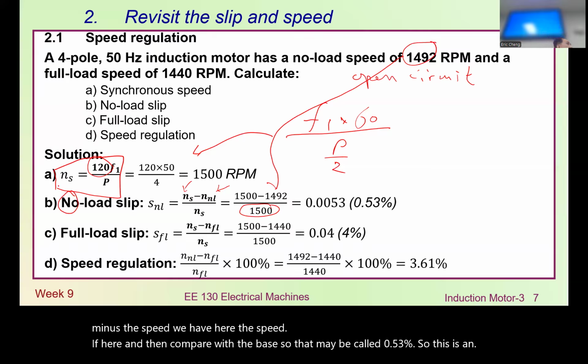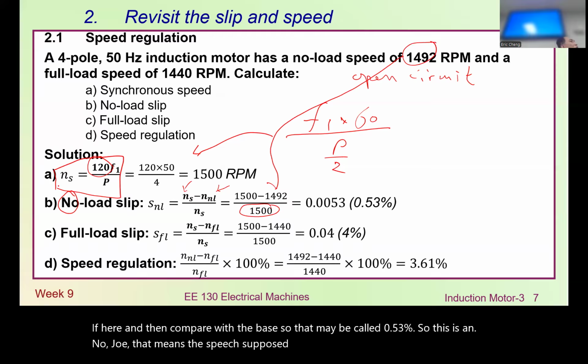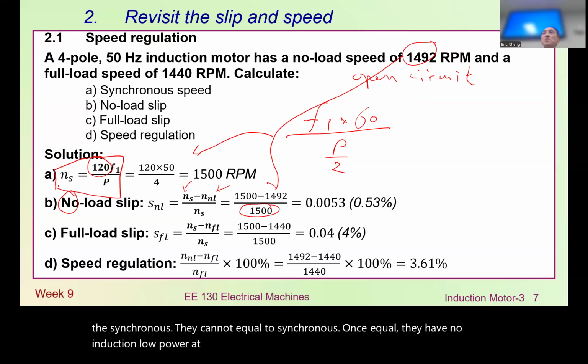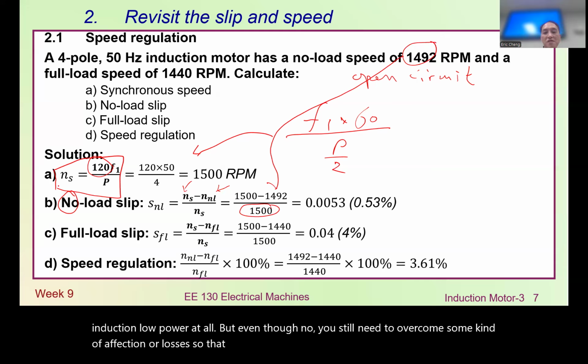So that means the speed is really high, really close to the synchronous speed. They cannot be equal to synchronous. Once equal, there is no induction, no power at all. But even with no load, we still need to overcome some friction or losses. So that means this is the power we have here.